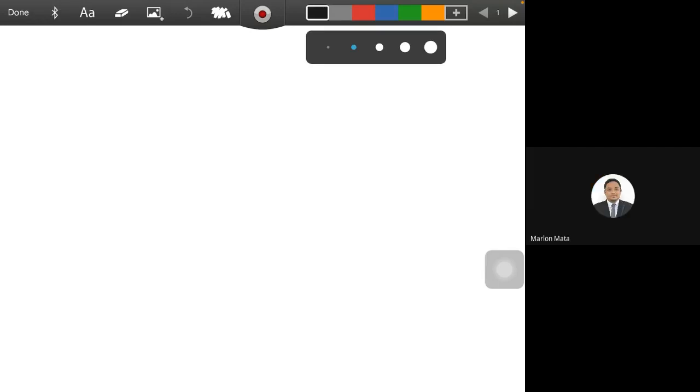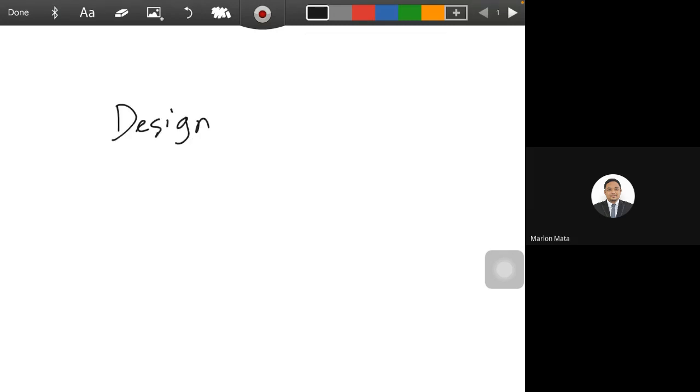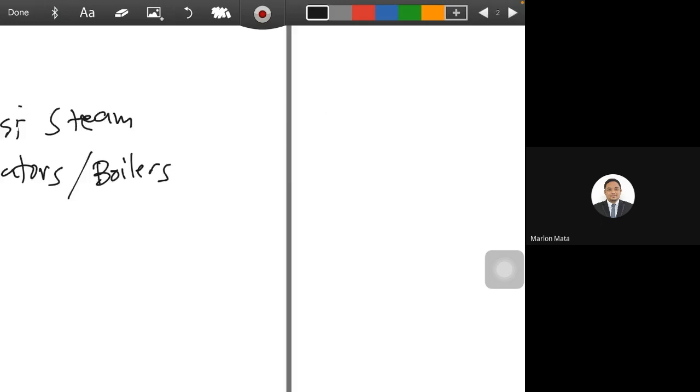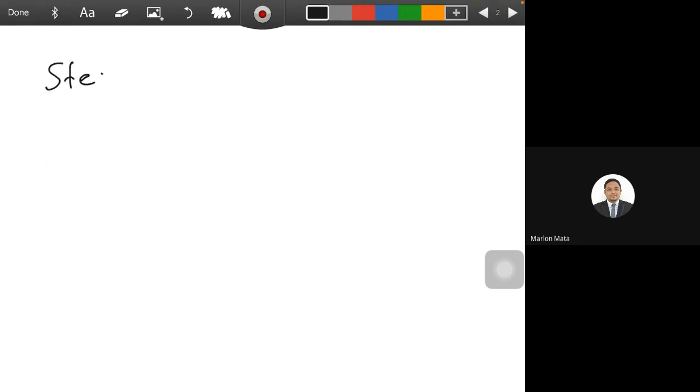Okay, good day. Today we will be going to discuss the design of steam generators, also known as boilers. First, we need to define what a steam generator is.